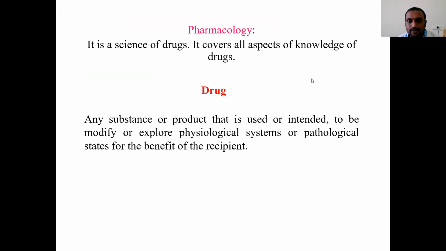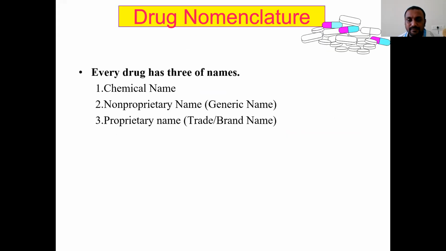Before going into detail about the sources and routes of drug administration, what is pharmacology? It is a science that covers all the aspects of knowledge of drugs. And what is a drug? Any substance or product that is used or intended to modify or explore the physiological system or pathological state for the benefit of the recipient.